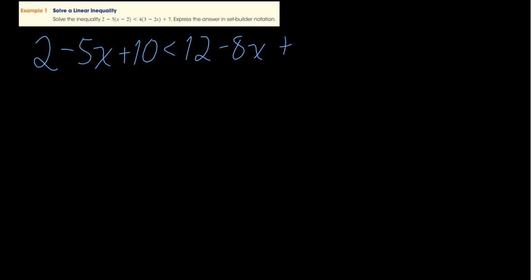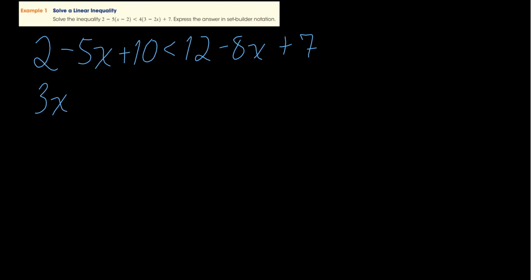I'm going to go ahead and distribute, get the parentheses out of the way. So this becomes 2 minus 5x, and then it's going to be a plus 10 is less than 4 times, and then we distribute that 4, so it's 12 minus 8x, and then plus 7. Okay, so we're going to get all the x's on one side and all the constants on the other. So we're going to go ahead and add 8x to both sides. So on the left side, we're going to have a positive 3x.